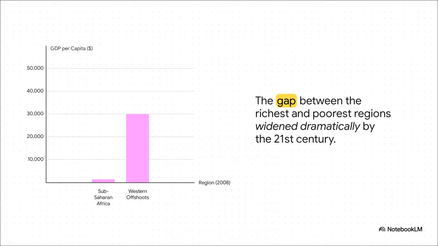Okay, let's just dive right in and look at the scale of this gap. Back in 1820, the richest places in the world were maybe 3 or 4 times wealthier than the poorest. But fast forward to today, and that gap has become a giant chasm. By 2008, the average person in what we call a Western offshoot, think the US, Canada, Australia, was making over 18 times more than someone in sub-Saharan Africa. It's not just a gap, it's a completely different economic reality.